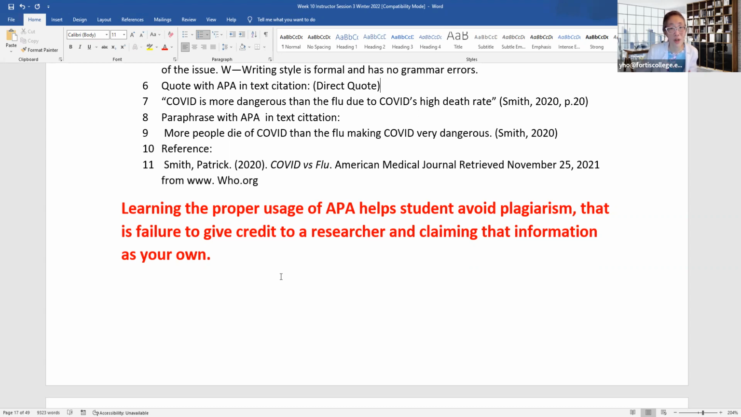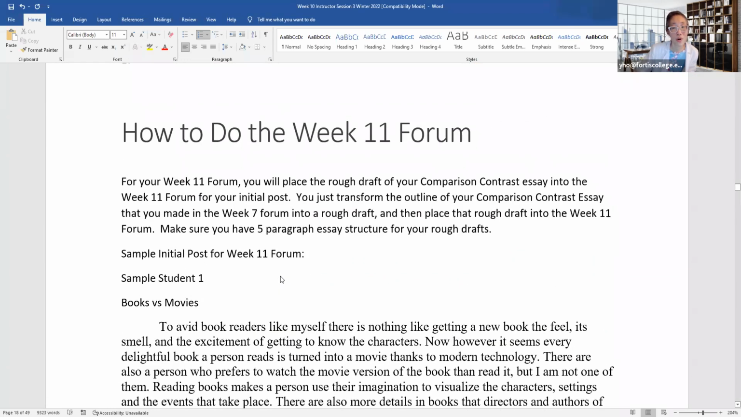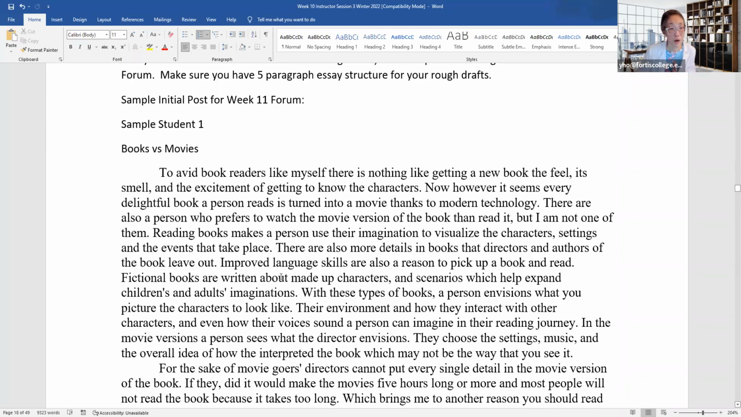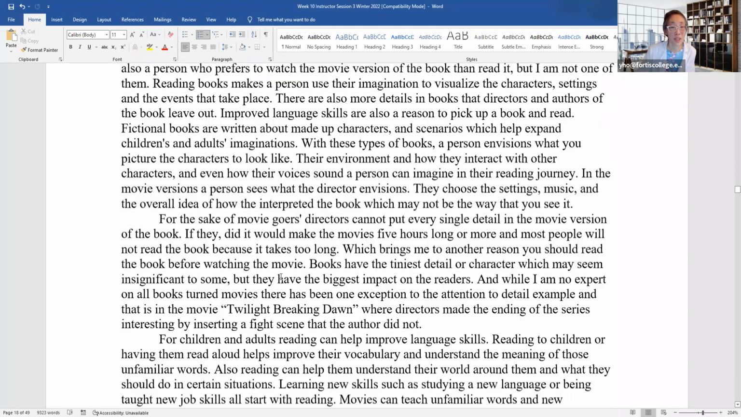I was about to go over different kinds of credible sources after I go over how to do the week 11 forum. So in the week 11 forum, all you have to do is post the rough draft of your comparison contrast essay. Remember, I said 7, 8, 11, 12. So 7 and 8 are the first two stages of pre-writing and writing, and then rewriting is going to be 11 and 12. 7, 8, 11, 12 is the writing process of your comparison contrast essay, and 9 and 10 is something else. And so here, when we go to the week 11 post, the same thing, the rough draft of your comparison contrast essay.